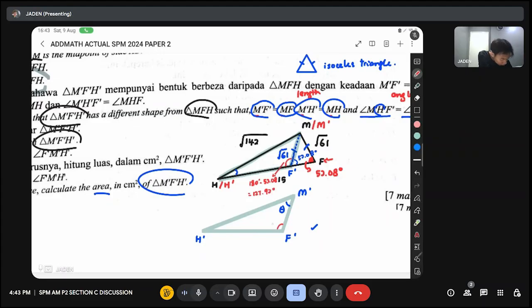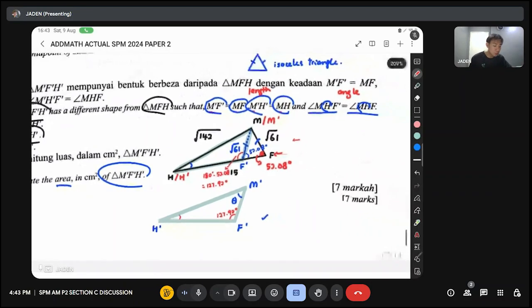So this is actually 127.92. But this is not enough for you to find theta, because you lack angle H. So what is your angle H? Right now we have to look for angle H. To do so, we refer back to the original triangle first. What information do we actually have? We have √61 here. The opposite of √61 is angle H. At the same time, we also have 52.08, and the opposite of 52.08 is the length √142.